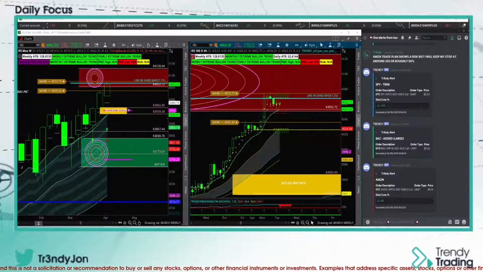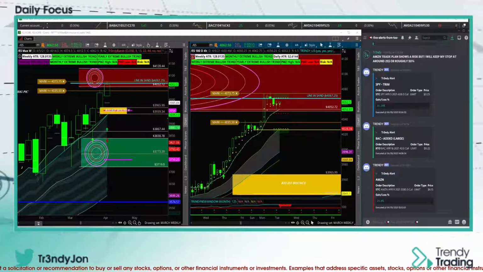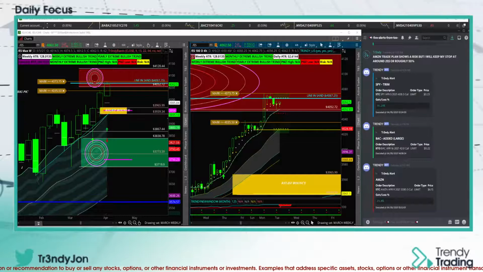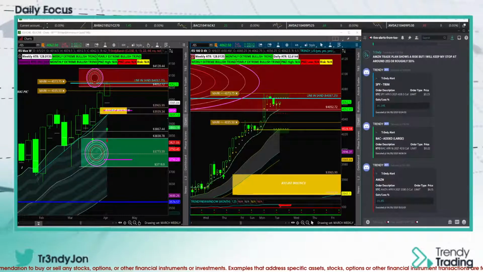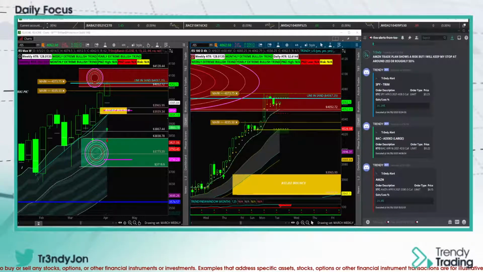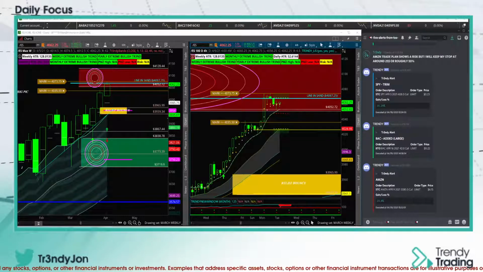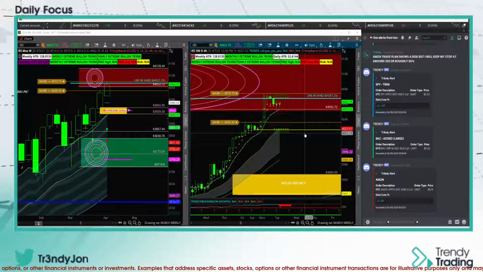All right, let's go ahead and get started. So the first thing we're going to be doing is looking at the ES futures. So again, before I start here, please watch the disclaimer at the bottom. Let me familiarize you with our screen. Everything we do is 100% transparent.